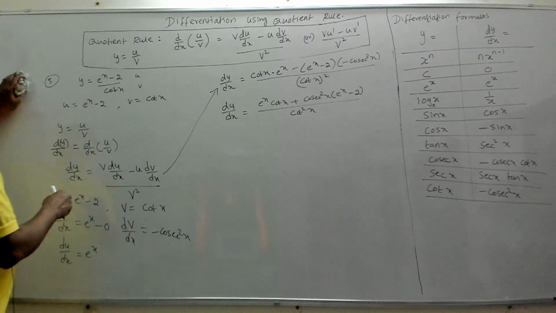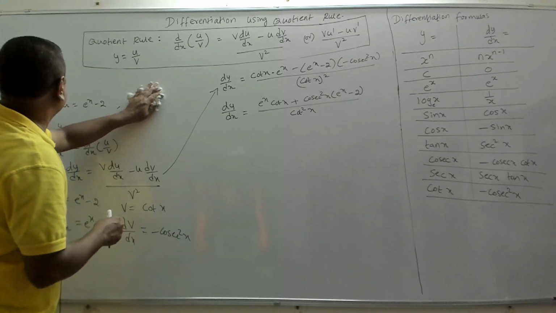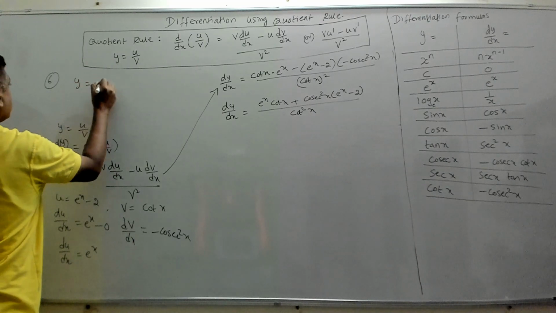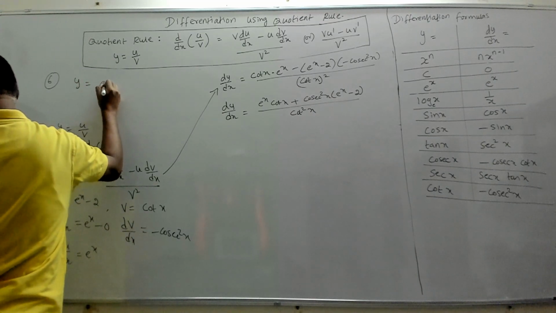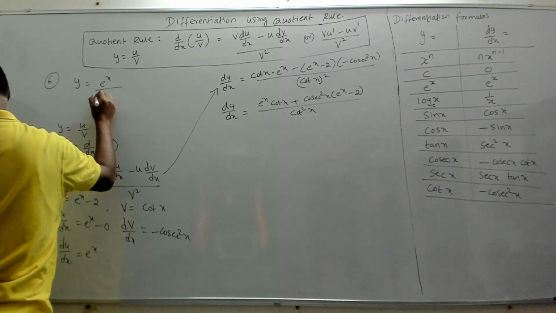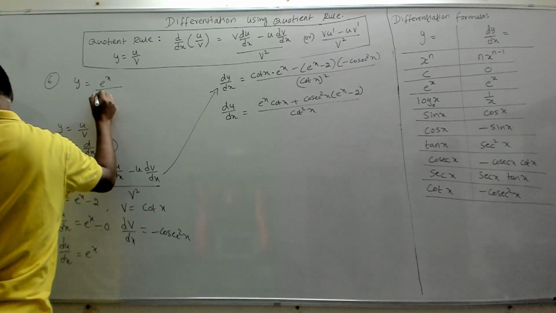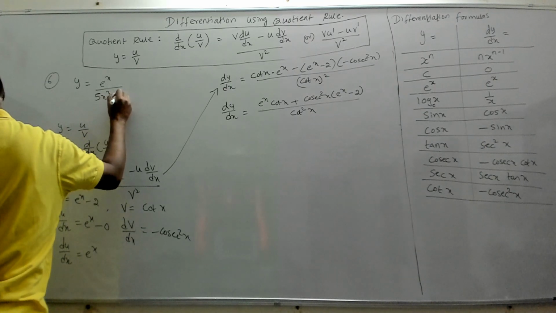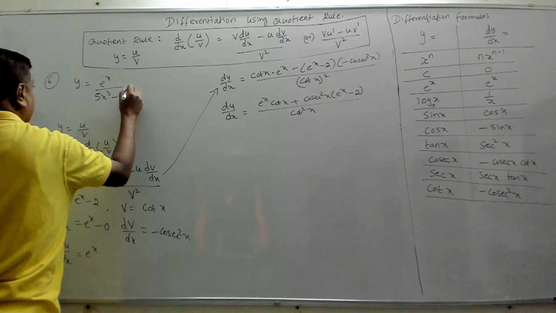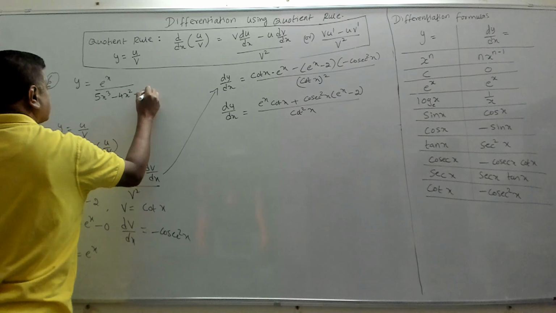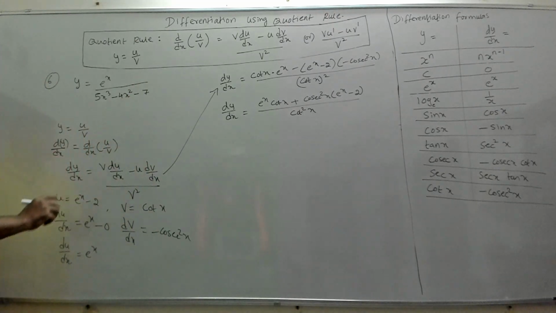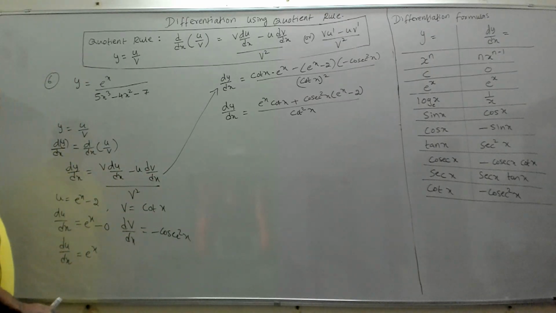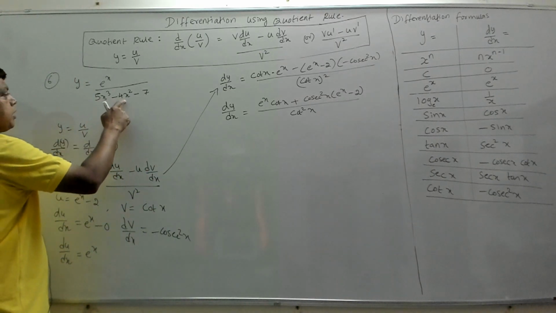Sixth one. So the sixth question is, we have to differentiate y is equal to e power x by 5x cube minus 4x square minus 7. We have to find the derivative of this function. Now y is equal to e power x by 5x cube minus 4x square minus 7.